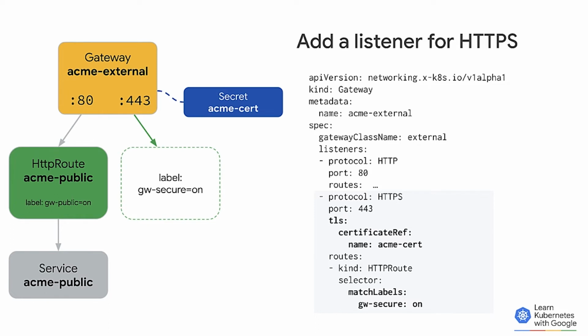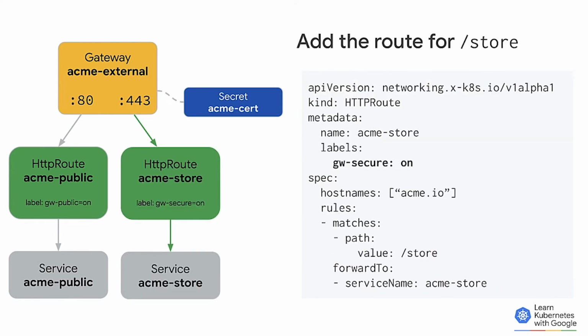We intend to serve a different set of routes on the secure site and use a different label selector for the routes: gw-secure-on. Now remember that any routes in the namespace matching this selector will be added to the gateway to be served from this port. Now we add the route for store that matches the label selector we defined in the gateway.